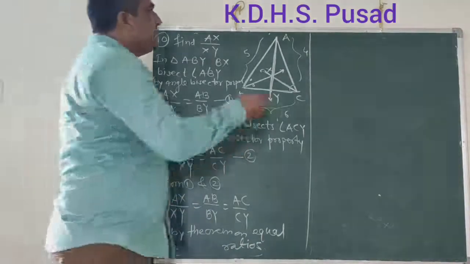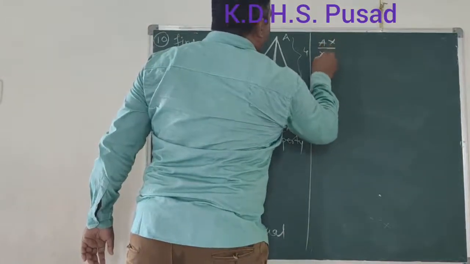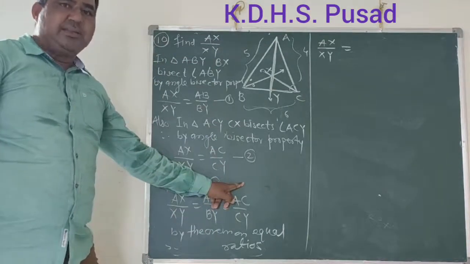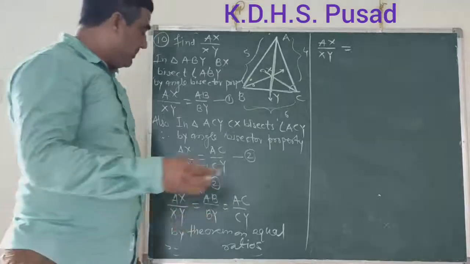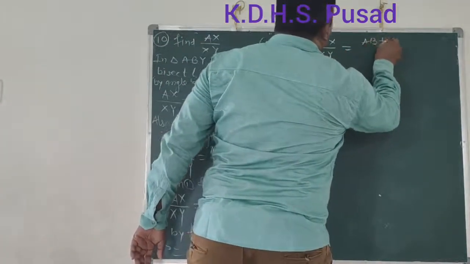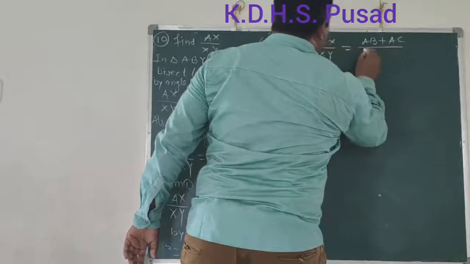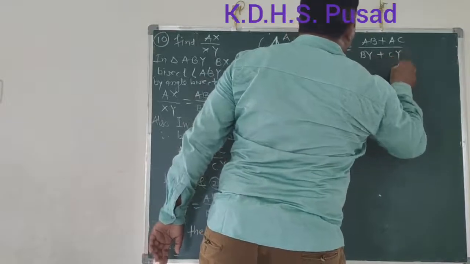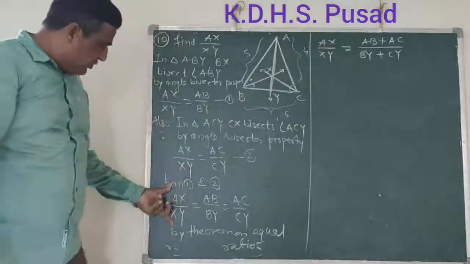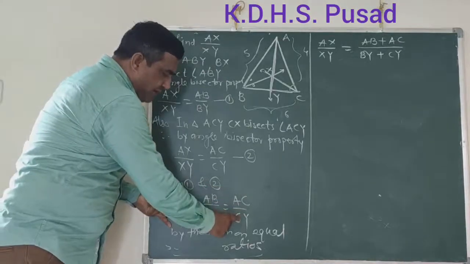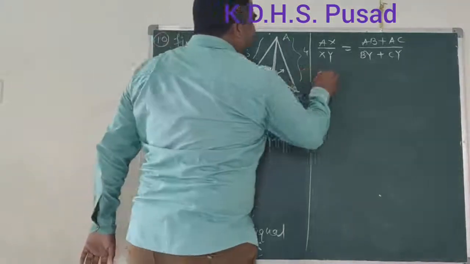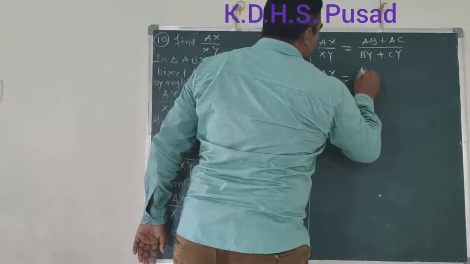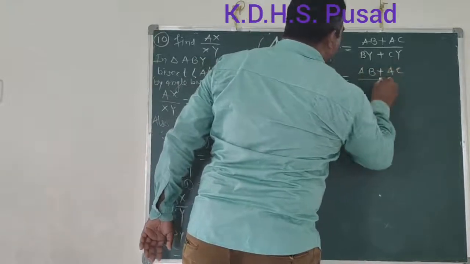So by keeping this AX by XY as it is. Now, if I am performing addition in the numerator of the remaining ratios, then I have to perform the same in the denominator. So here AB plus AC and here BY plus CY, by theorem on equal ratio. Keeping this ratio constant, perform addition of these two. So the same you have to perform in the denominator. So you will get AX by XY is equal to AB plus AC by BC.